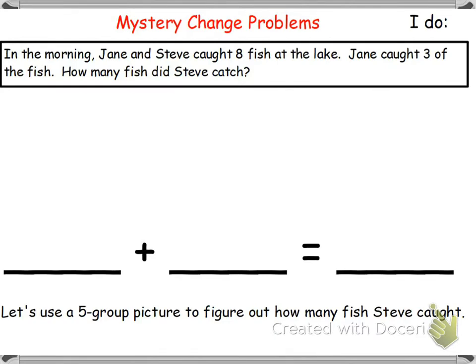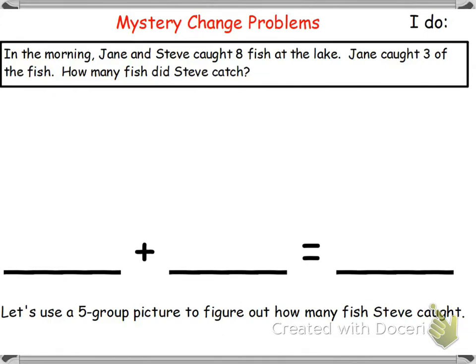I'm going to read it one more time. Remember, I'm reading this next time because I want to fully make sure I understand what's going on. It says, in the morning, Jane and Steve caught 8 fish at the lake. Jane caught 3 of the fish. How many fish did Steve catch? So remember on our steps, we read the word problem until we fully understood it.